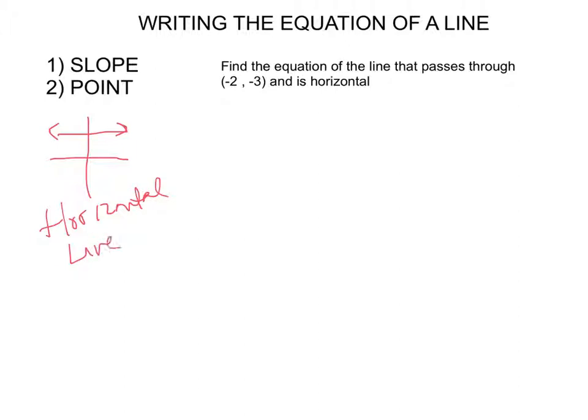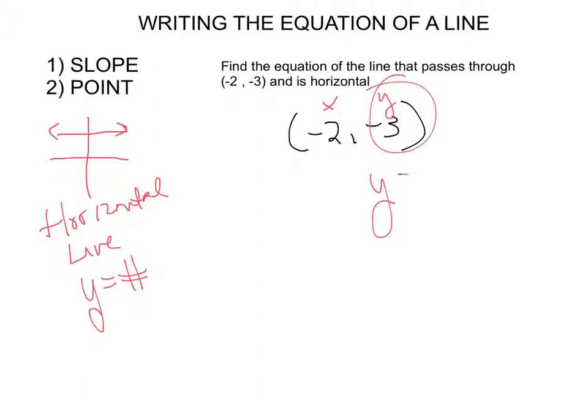is going to look like y is equal to a number. So we know that this particular equation is going to look like y is equal to some number. The question is, what is that number going to be? And if we look at (-2, -3), and we just label our x and y, that's exactly our answer. y is equal to negative 3. That's the equation of the line, and we're done.